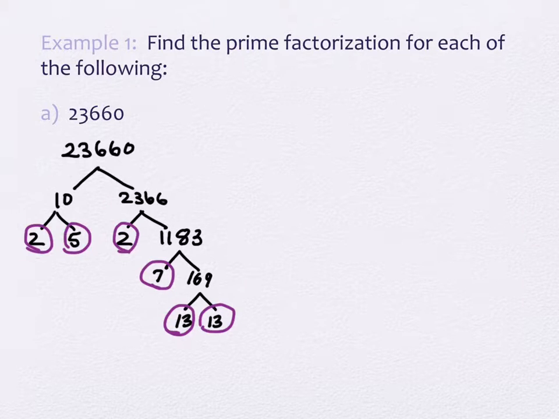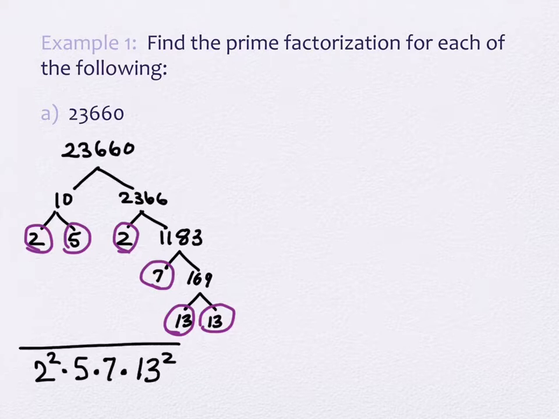I've circled all of them. So our prime factorization here would be 2 times 2, which is 2 squared, times 5, times 7, times 13 times 13, or 13 squared.